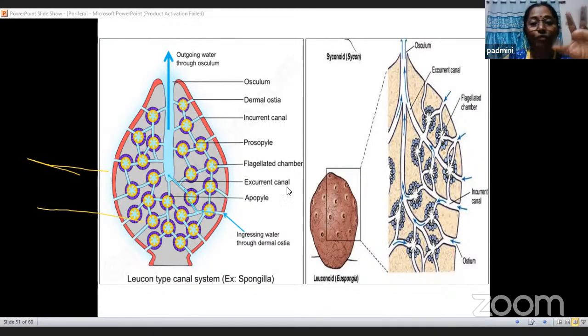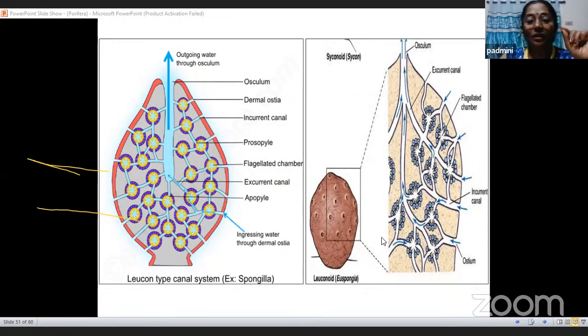This is a diagrammatic format, and this is what it looks like in a live sponge, with the dermal pores. And these round chambers that you found over here resemble something like this. So this is the picture of two different types, that is Spongilla and Euspongia.